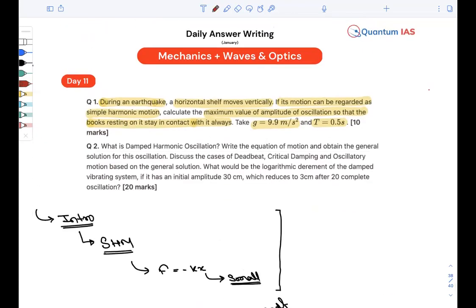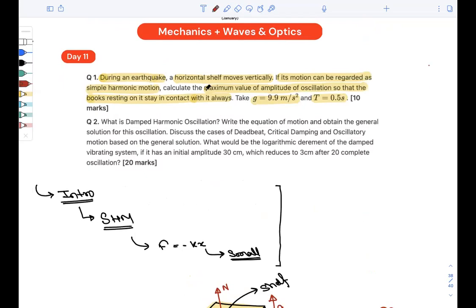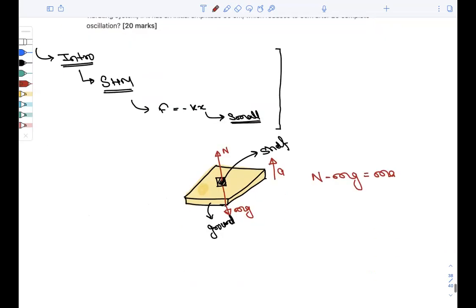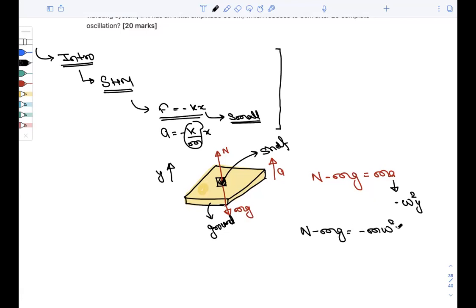Now in the question, they are asking what is the maximum value of amplitude it can get. We know that if it is oscillating, acceleration will be of the form minus omega square y. Let's say this direction is the y axis. This is the basic condition of the acceleration. From here, A equals minus k by m x, and this k by m is omega square. So acceleration can be written as minus omega square y. So we can write N minus mg equals minus m omega square y.